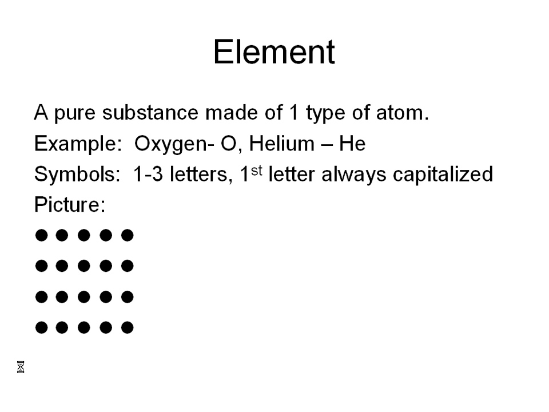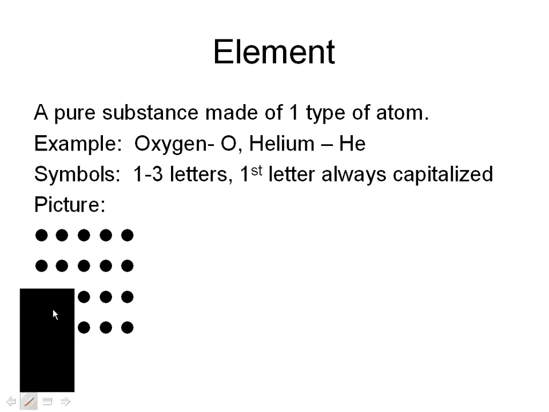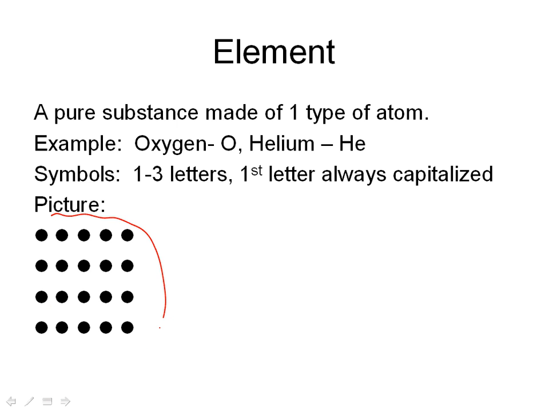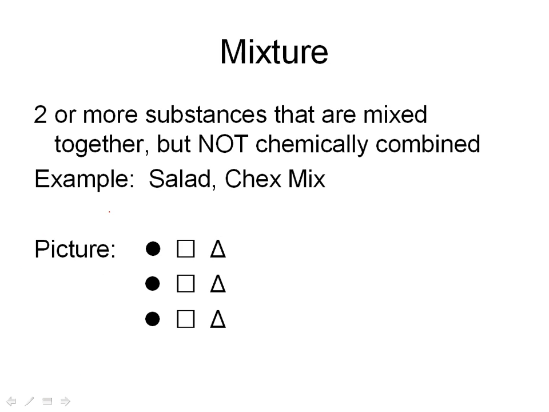Here's a picture that might be a model of it. Sometimes when you have tests, you're given all these different pictures and you're saying which one might be an element. Well, you notice how all of these black dots are exactly the same. It's homogeneous, meaning they're all the same, one type. They're not connected in any way, so that's why this picture would represent elements.